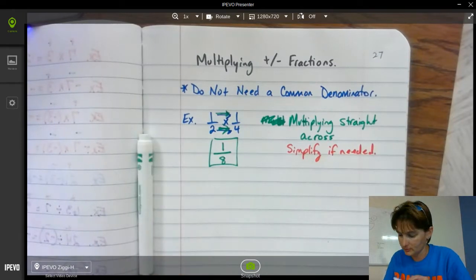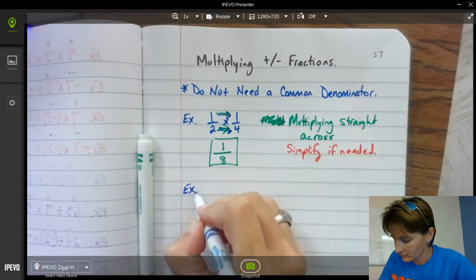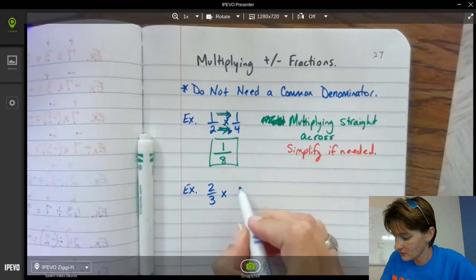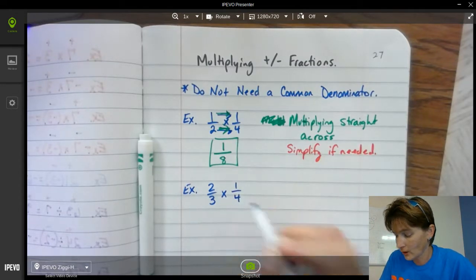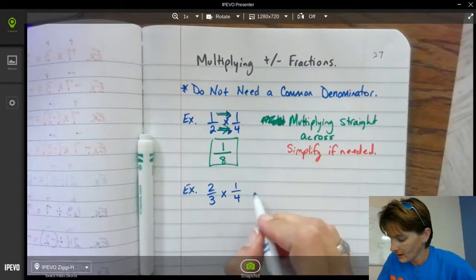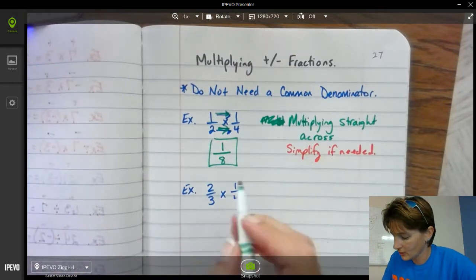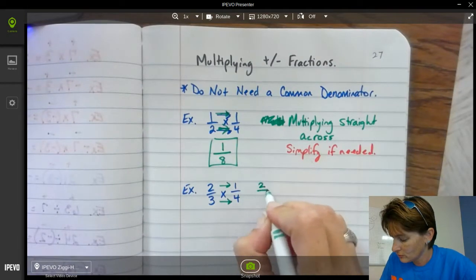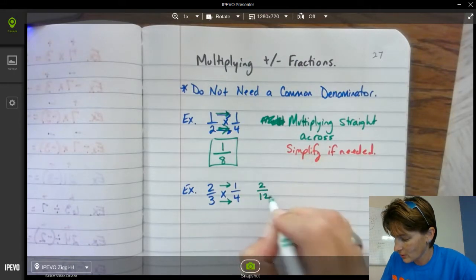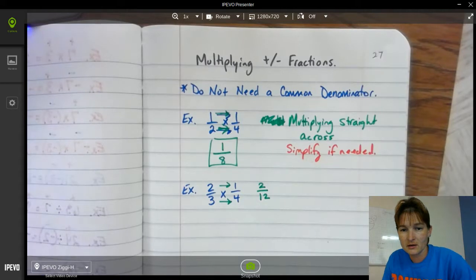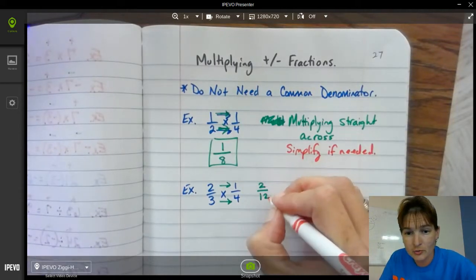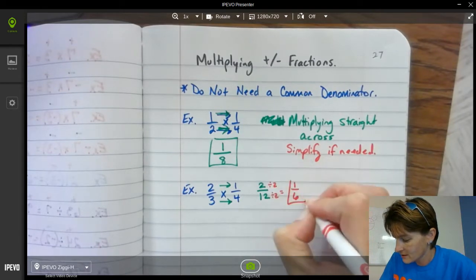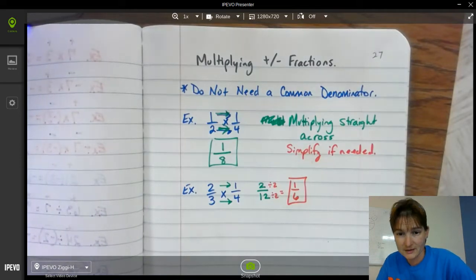Let's look at another example. What if I have 2/3 times 1/4? Again, the first step is to multiply straight across. So 2 times 1 is 2. 3 times 4 is 12. And then you would simplify. 2 and 12 can both be reduced by 2 to get 1/6. And so your answer would be 1/6.